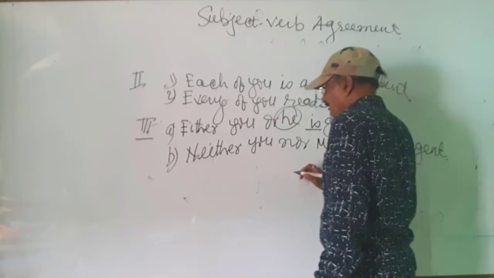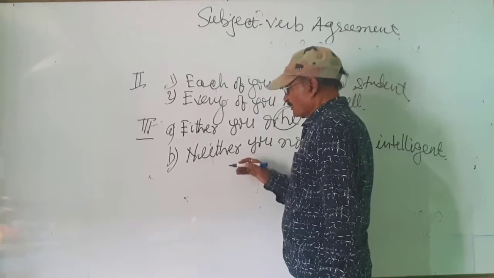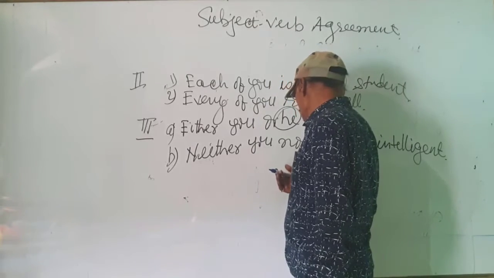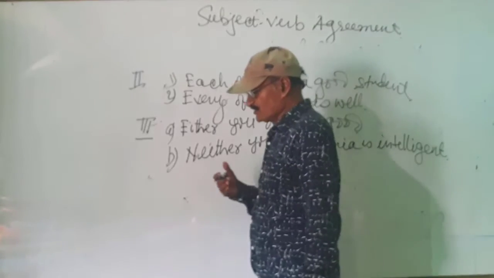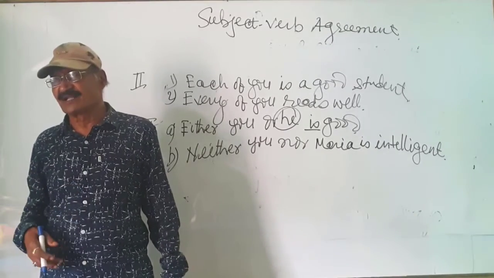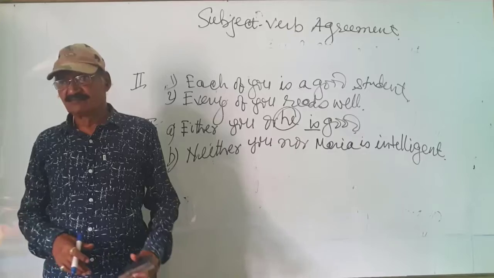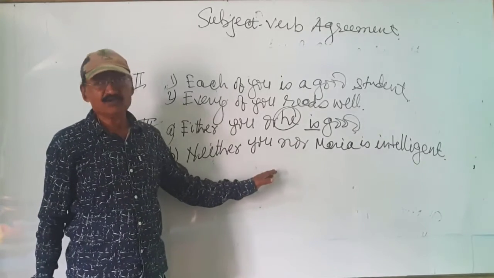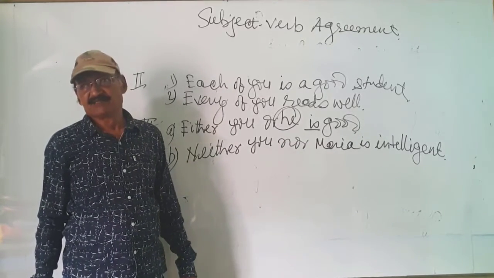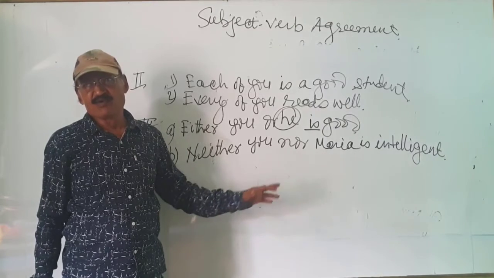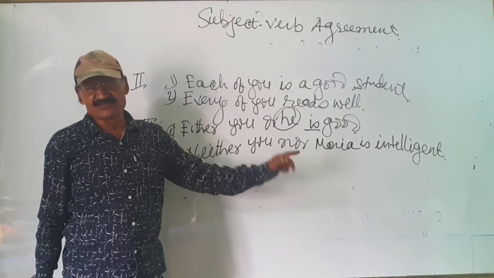Neither you or Maria is intelligent. Neither you nor Maria is intelligent. After nor, you have Maria. So according to Maria, you are using the verb is.